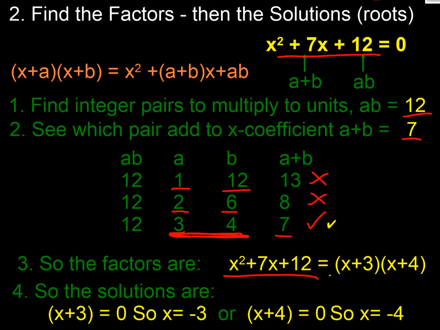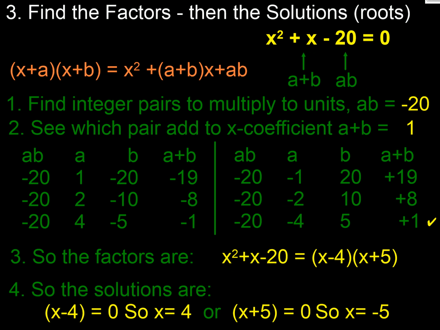So we can rewrite the expression as x plus 3 is one bracket times x plus 4 is the other bracket. So when the first bracket is 0, then x must equal minus 3, and when the second bracket is 0, x must equal minus 4. So again, that was pretty straightforward, wasn't it? I didn't bother to look at any negative values here because both of my coefficients are positive. But have a look at this one. What are we going to do when one of them is positive and one is negative?